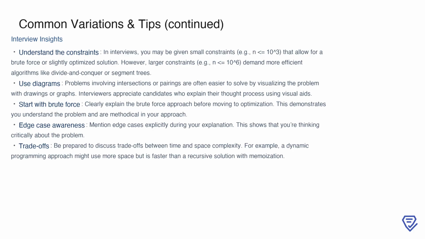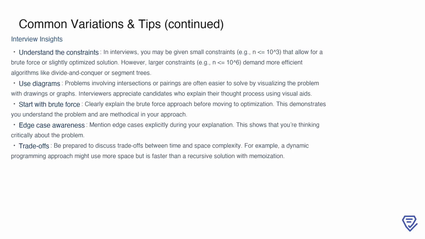First, always pay attention to the constraints given in the question. For smaller constraints, like n less than or equal to 1000, a brute force or slightly optimized solution might be acceptable. However, for larger constraints, such as n up to 1 million, you'll need a more efficient approach, like divide and conquer or segment trees. Visual aids are another powerful tool. Problems involving intersections or pairings are much easier to understand when represented with diagrams or graphs. Interviewers appreciate candidates who can effectively communicate their thought process with visual explanations.